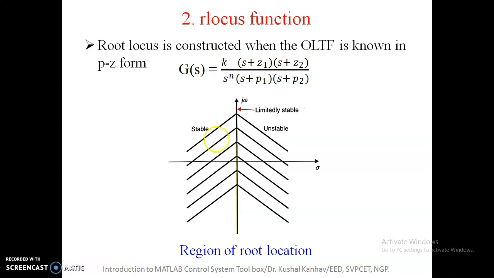If the poles or the root locus is on the left hand side of the s plane, then it is called the stable region. If the poles or root locus goes to the right hand side of the s plane, then it is called the unstable region. And if the poles lie on the imaginary axis, then it is called limitedly stable. So depending on the location of the poles and the locus of the poles, we can define the stable, unstable and limitedly stable regions of the root locus.